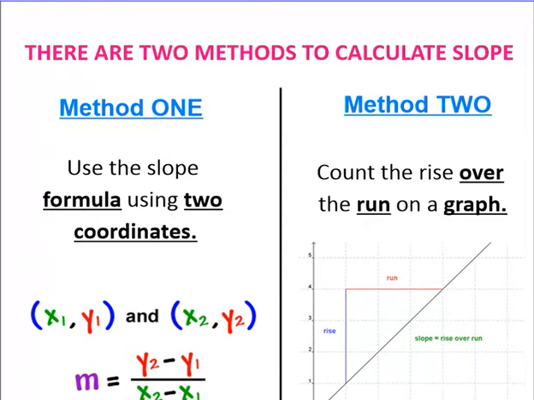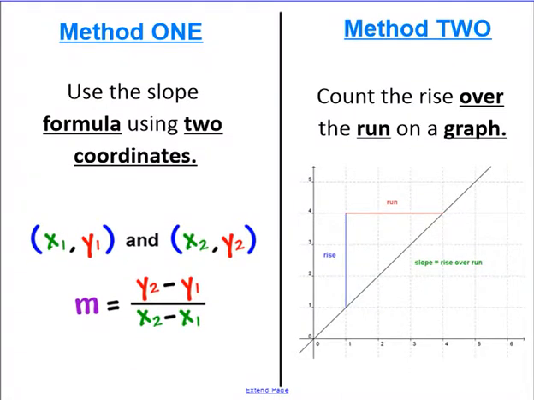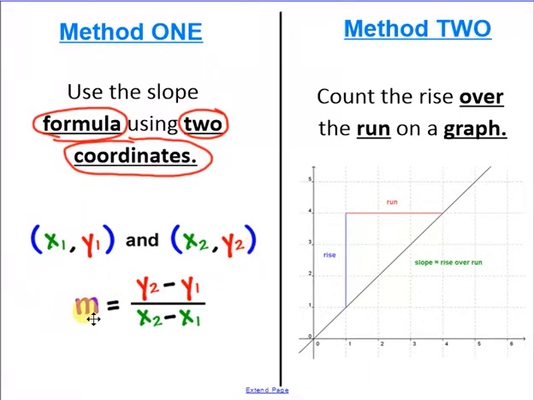Okay, so there are 2 methods to calculating slope, and we're going to go over both of them in this lesson. The first method to calculating slope is to use the slope formula using 2 coordinates. Now, I'm going to give you both of those coordinates. So you'll have your first coordinate, and then you'll have your second coordinate. Now, the formula is m equals, which means slope equals, because I remember I just told you that slope is commonly referred to as m, y2 minus y1 over x2 minus x1.